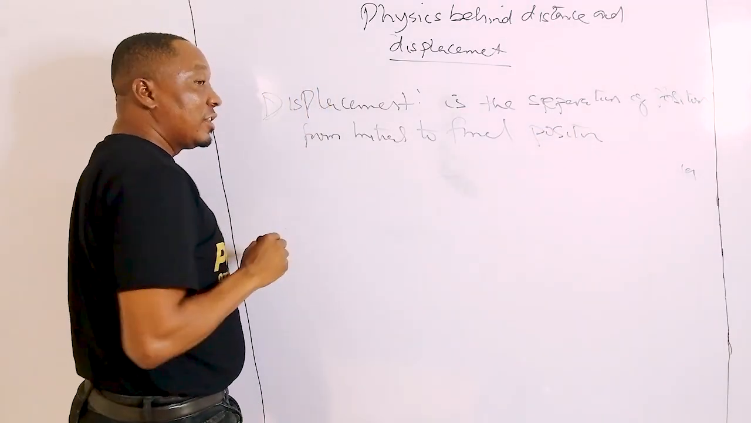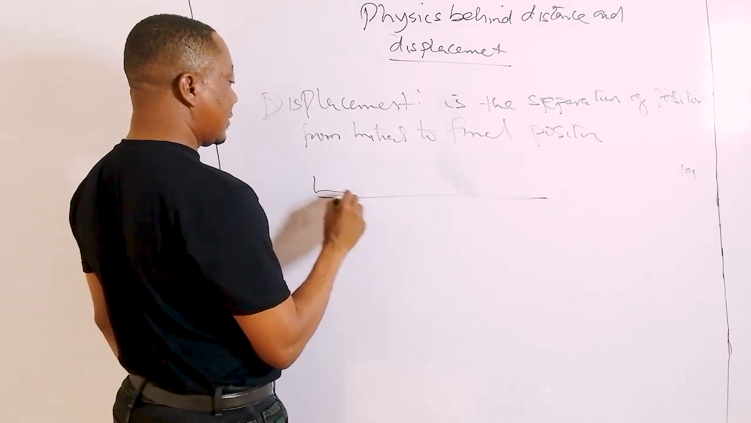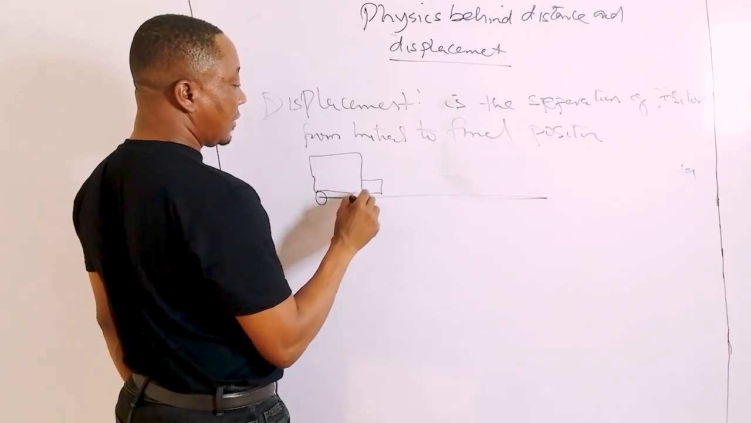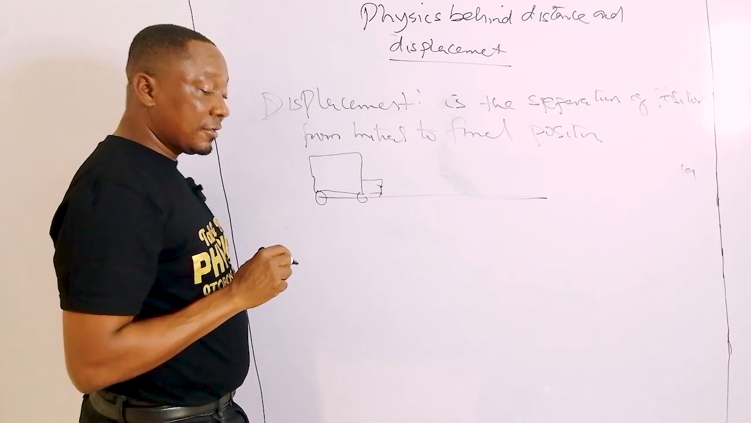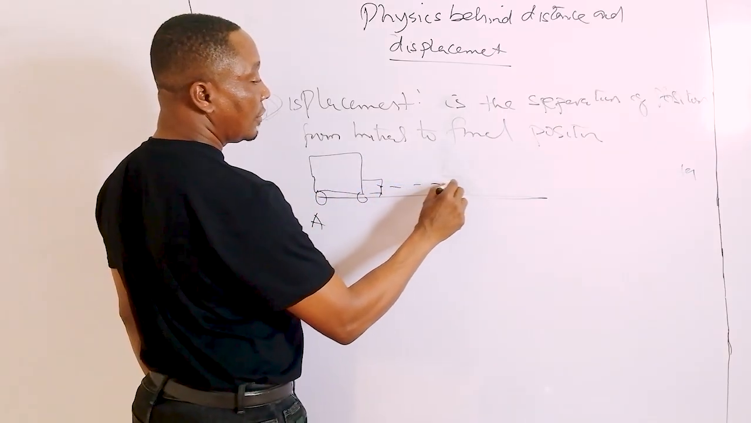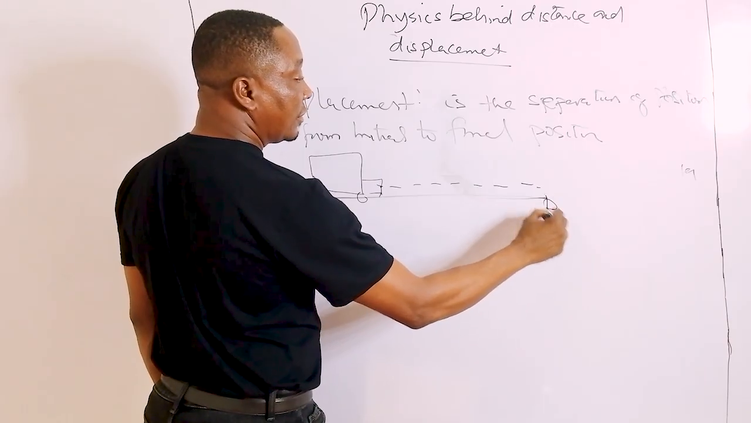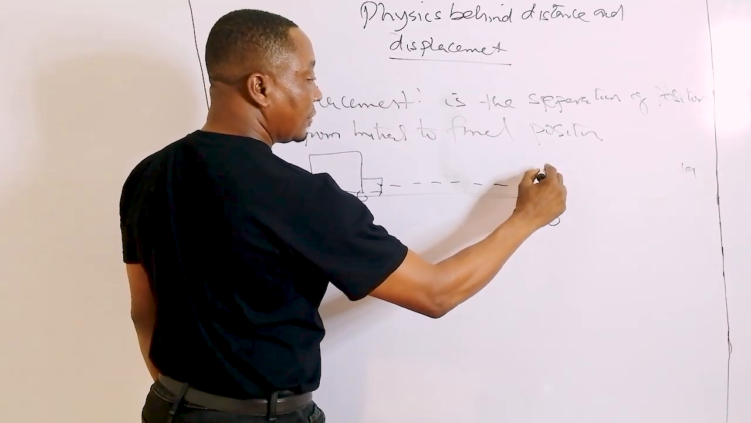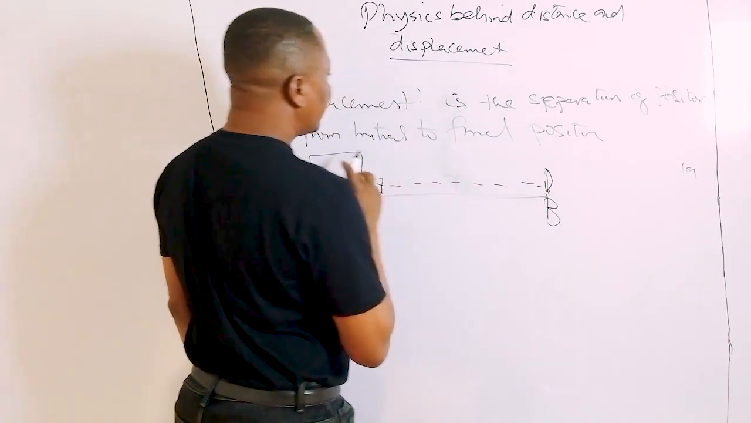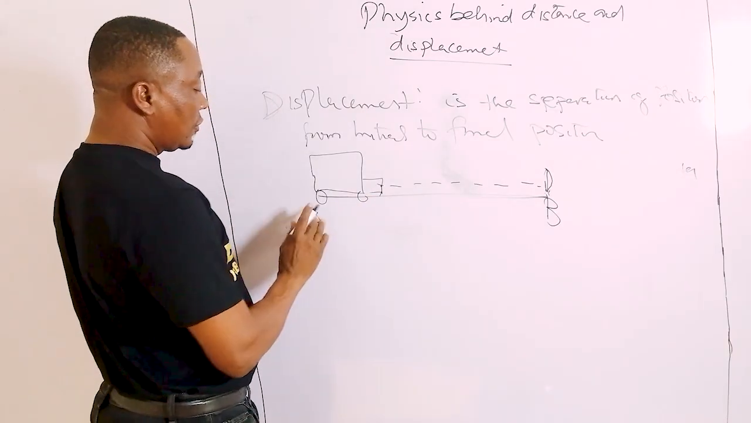And we have the initial position. For instance, this is the car, and this is the car. This is the tire of the car. This is a car. I like using that. This is the point A, and this car is moving to a point B, and the car stops here. This is where the car stops in a specific direction. In a specific direction. That is what we mean by displacement.